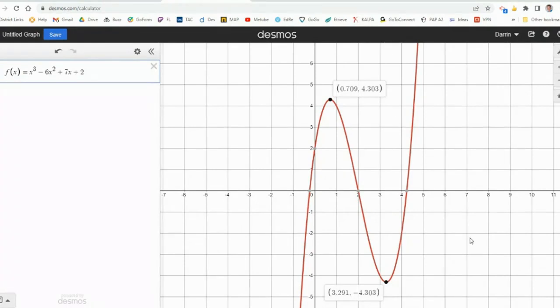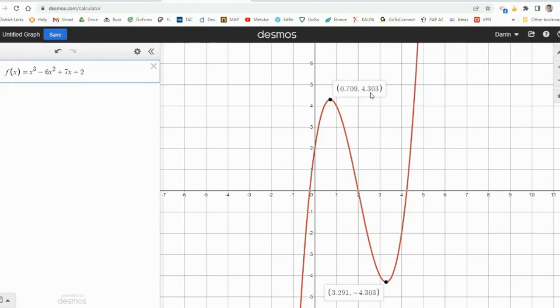So the relative maximum is 0.7094303. That's the relative maximum. At this point, at this x right here, that is the maximum y. So let me write that down before I go on.